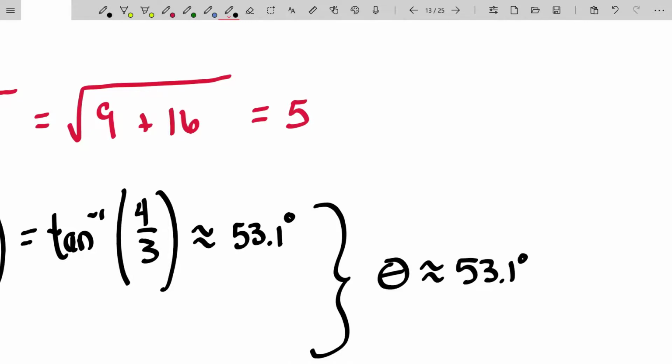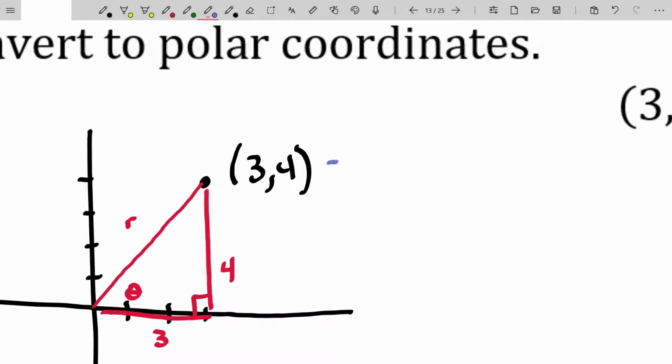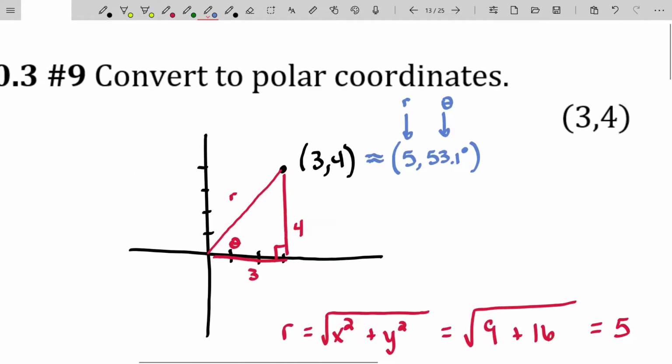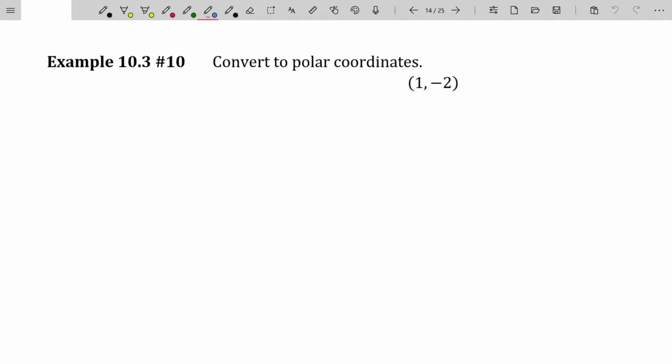53.1 degrees. And therefore, this point, 3, 4, in polars, I should also say roughly, is roughly 5, 53.1 degrees. Remember, it's R first and then theta second. It's alphabetical order, R and T. All right, so that's a first conversion. And the reality is, because that's in quadrant 1, that's not an exciting conversion. So let's do something that doesn't land in quadrant 1.